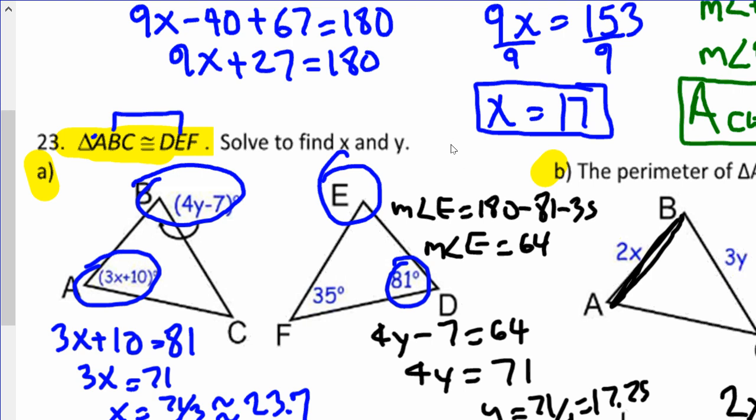Now for y, we have side BC. Well, over here to my left, BC is congruent to EF. What is the length of BC? 3y. So that's equal to EF, which is 3 units. So then y is equal to 1 because you just divide by 3 on both sides. And this completes the explanation for 23.